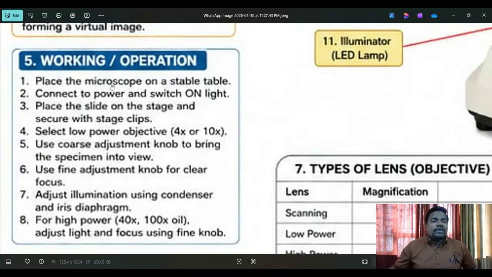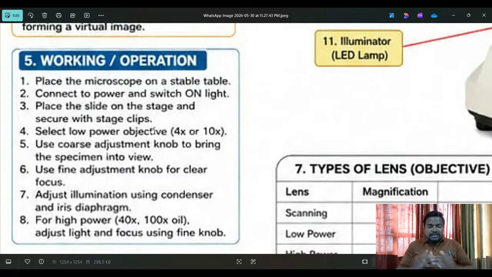Working operations: place the microscope on a stable table. First of all, you have to keep the microscope on the table. Next, connect to the power and switch on the light. At the microscope's backside there will be a power cord and fuses also. Check that the power cord's three pins are fine, and try to keep it on a UPS connection. Next, place the slide on the stage and secure it with the stage clips.